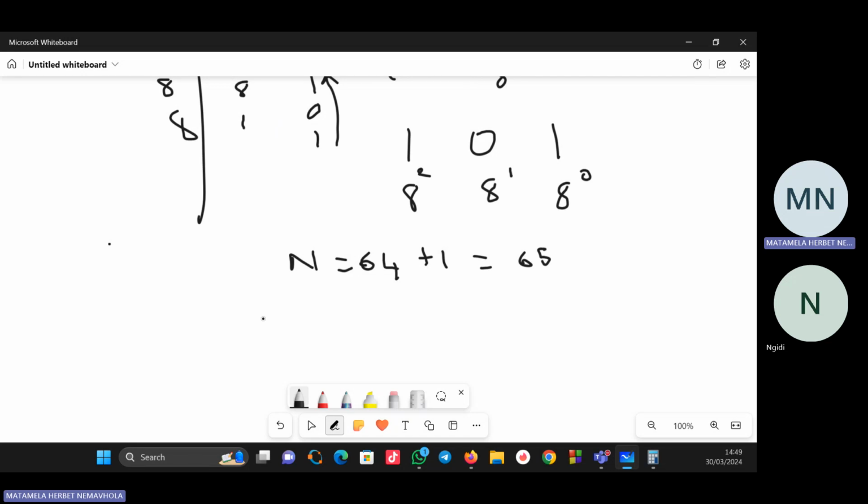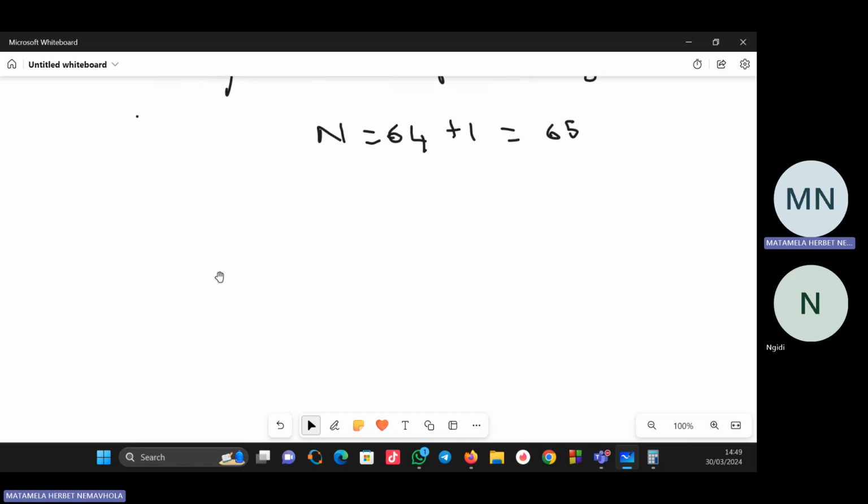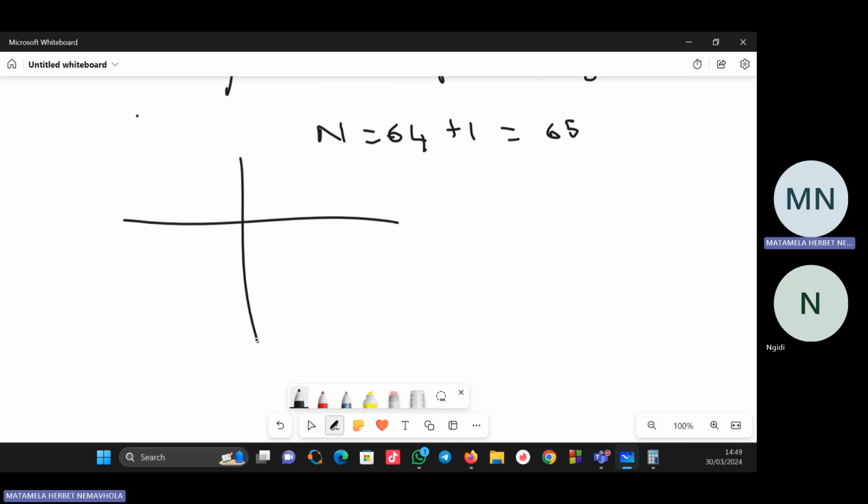So they can give you any number. I'm just using 65 as an example. You can be given any number, as long as you understand this strategy that I'm showing you. Now, you won't have any problem answering any question. Even if it's 65, let's use 65 again with 16.